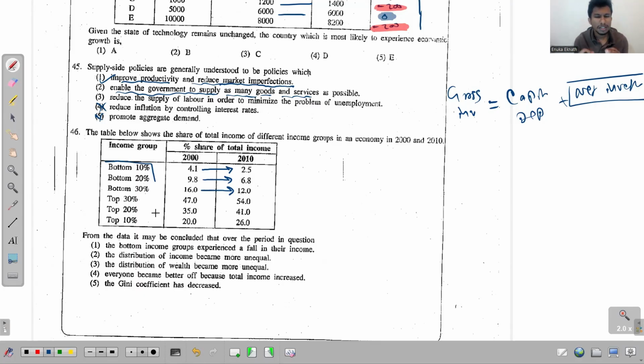Wait, I made a mistake. I just told you that whatever the amount of income that they own has decreased. No, that's wrong. The percentage of income they own has decreased over this period. The percentage has decreased, but if the total income in the country has increased, even if the percentage decreases, their absolute income may increase. It may increase, but by looking at the table we can understand that their percentage of income has decreased. And where has the percentage passed to? To the top 30, 20, 10.